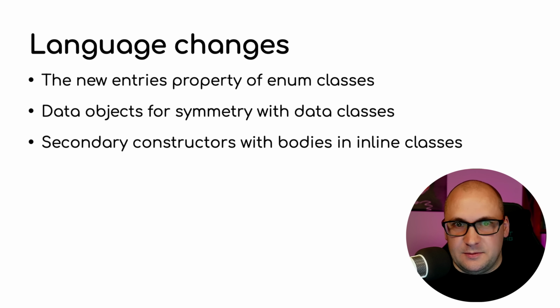Let's look at the preview versions of the new language features in this release. There are three major features that I want to talk about this time. For enum classes, we added the new entries property that is supposed to replace the values function. There is an update for data objects, and we are lifting the restrictions on secondary constructors with bodies in inline classes.